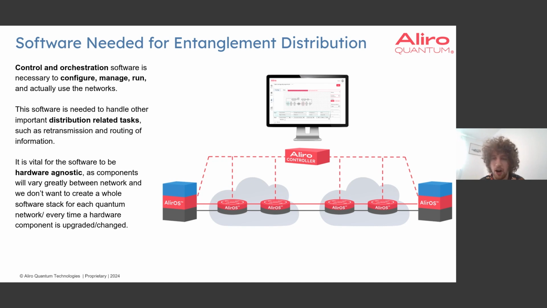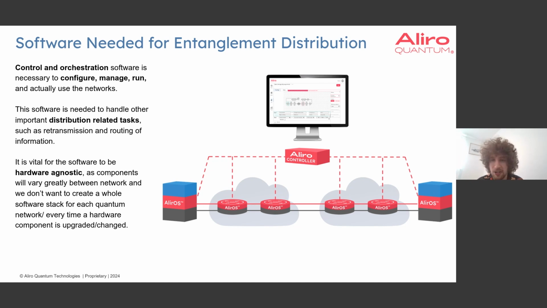We already discussed some of the hardware components and protocols needed to distribute entanglement, but what about software? Control and orchestration software is necessary to configure, manage, run, and actually use the networks. Even for very simple quantum networks with relatively few components, it's nearly impossible to manually configure and manage hardware for a singular experiment, let alone for actual end-user applications.